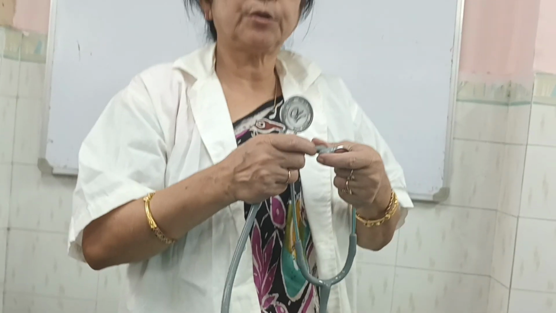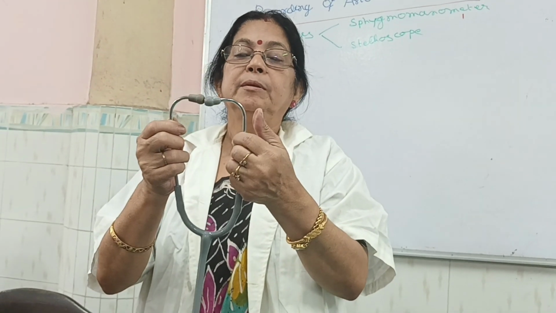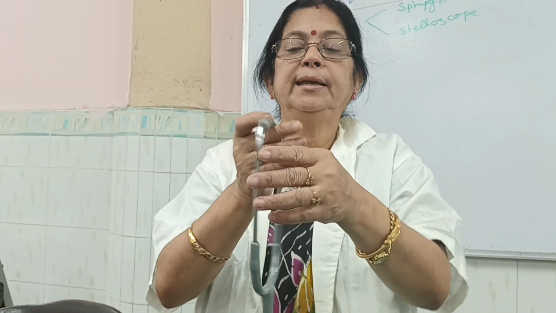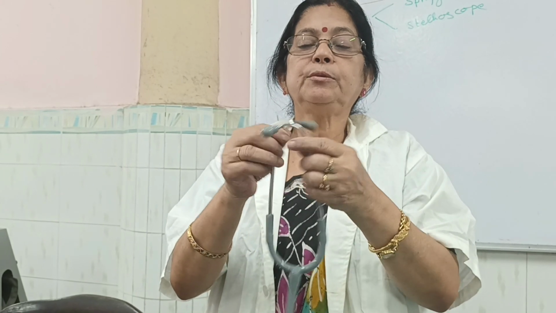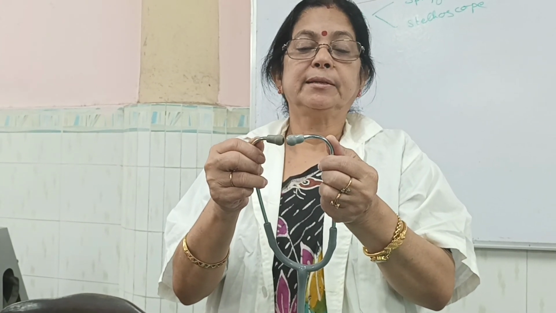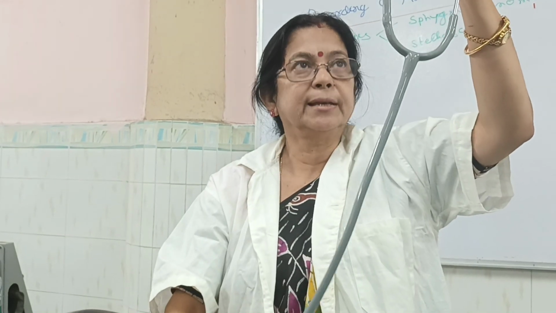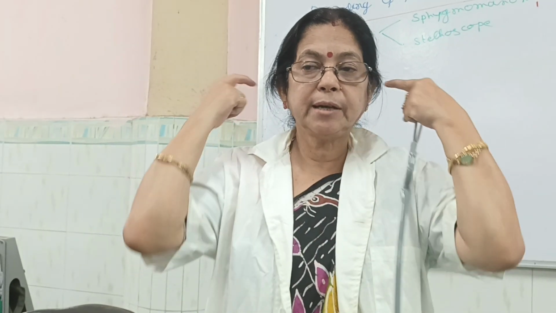How to hold the stethoscope is very important. See, the earpiece should be directed downwards, forwards, and laterally. Here it is directed downwards, backwards, and laterally. So the correct way is to hold it like this, downwards, forwards, and laterally, according to the direction of our external auditory meatus, so it fits into the external auditory meatus properly.